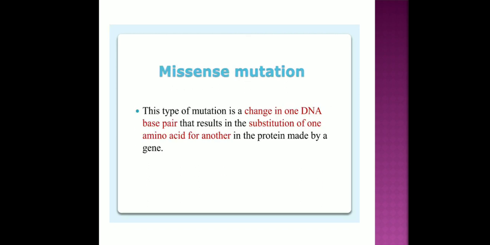So next we are going to learn missense mutations. So missense mutation means sometimes in a polypeptide chain an amino acid is substituted by another amino acid. This is due to the substitution of a three-base codon in the DNA. This mutation is called a missense mutation.